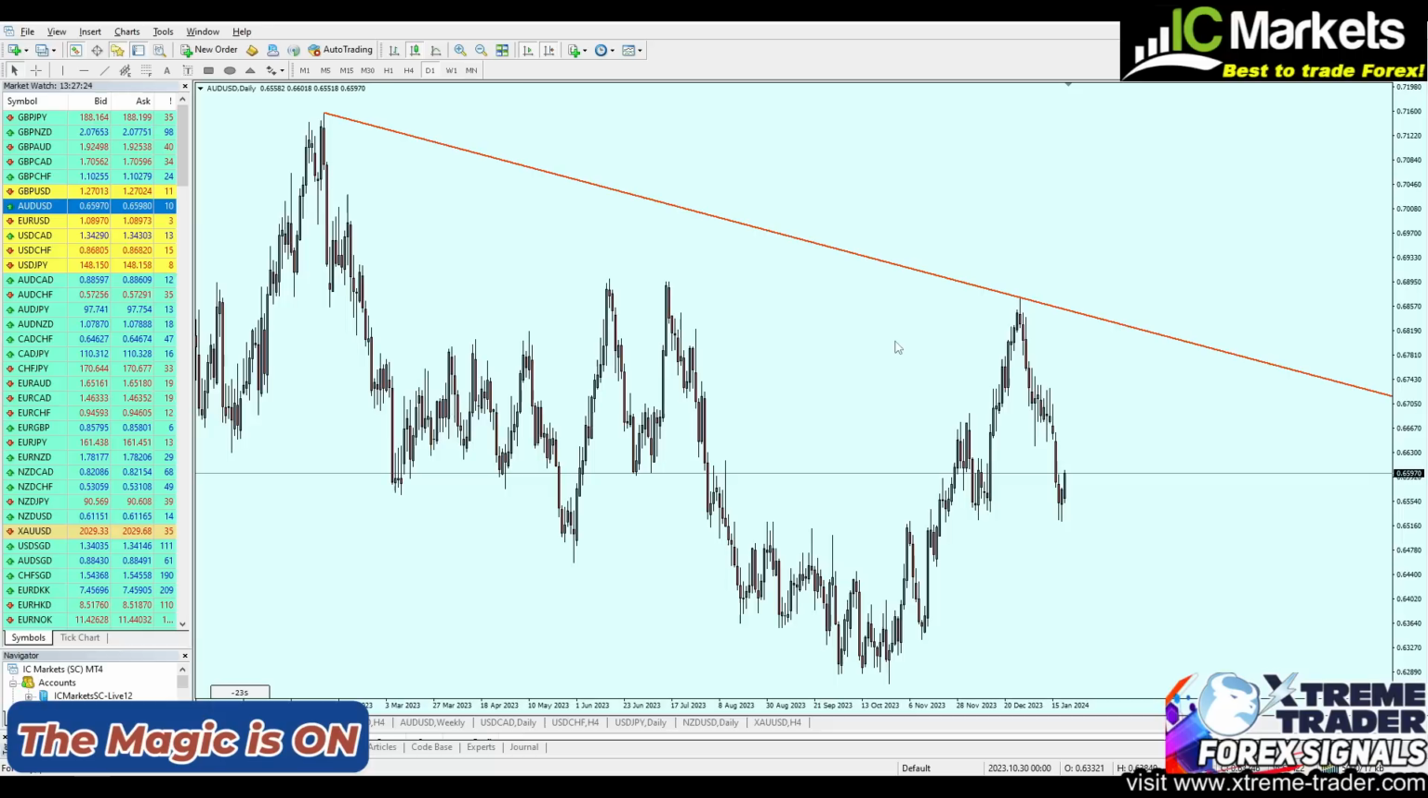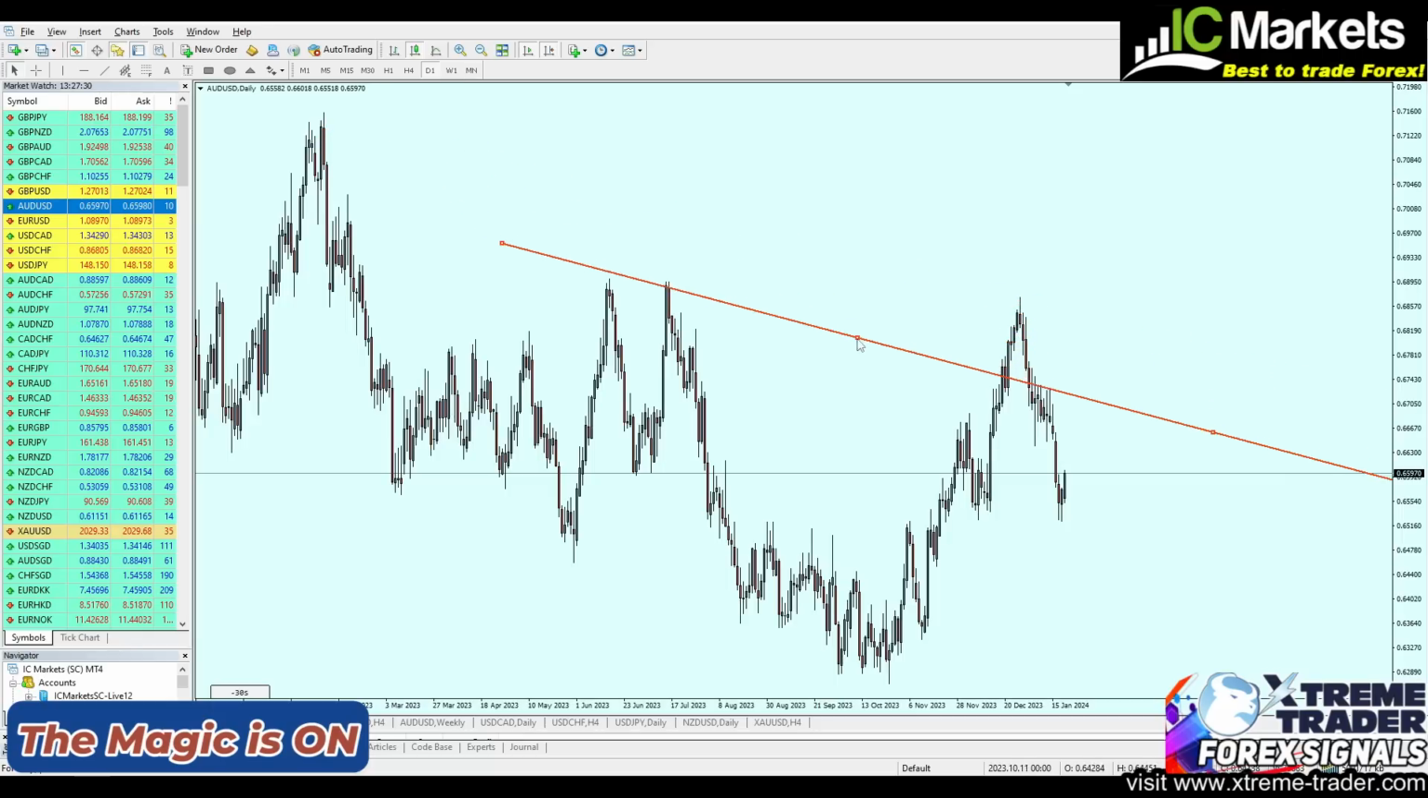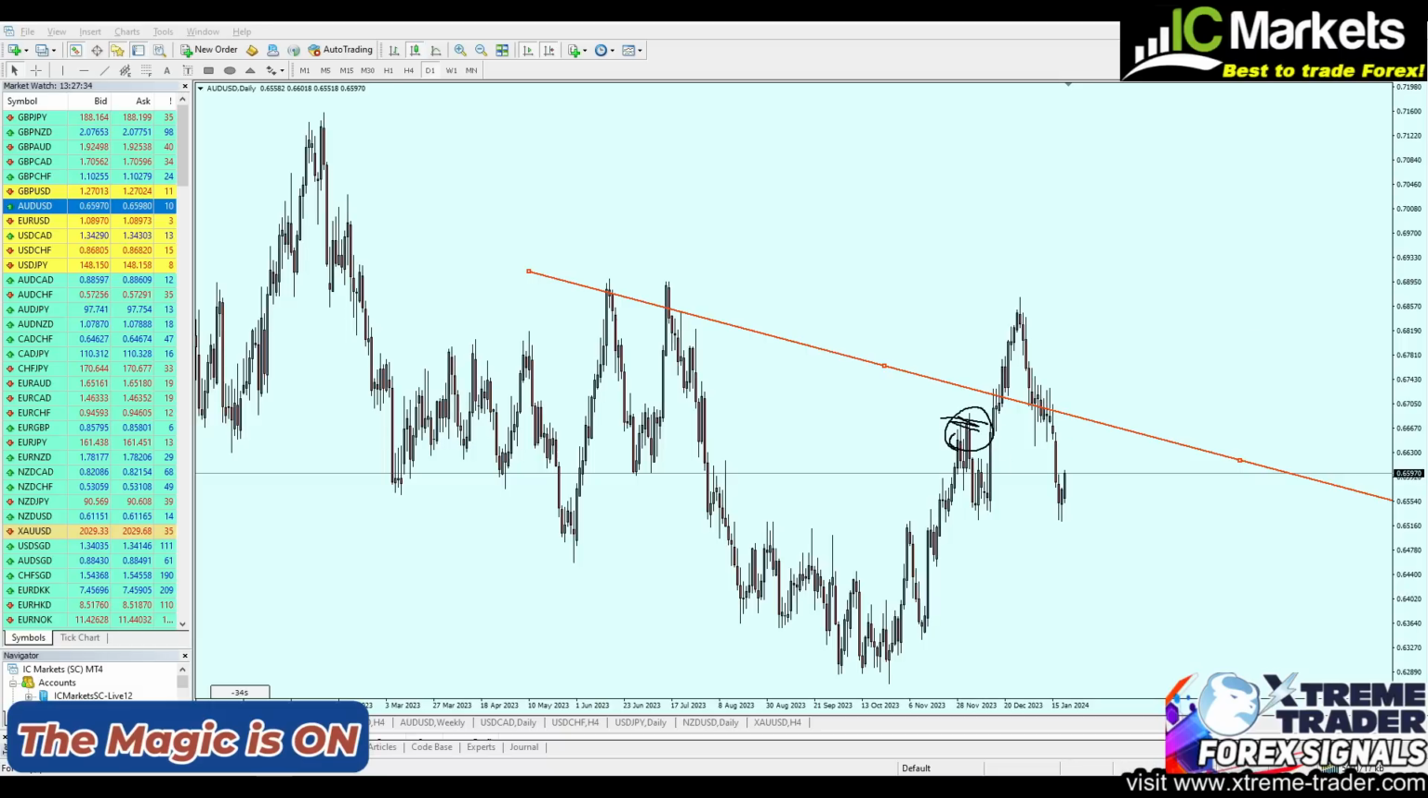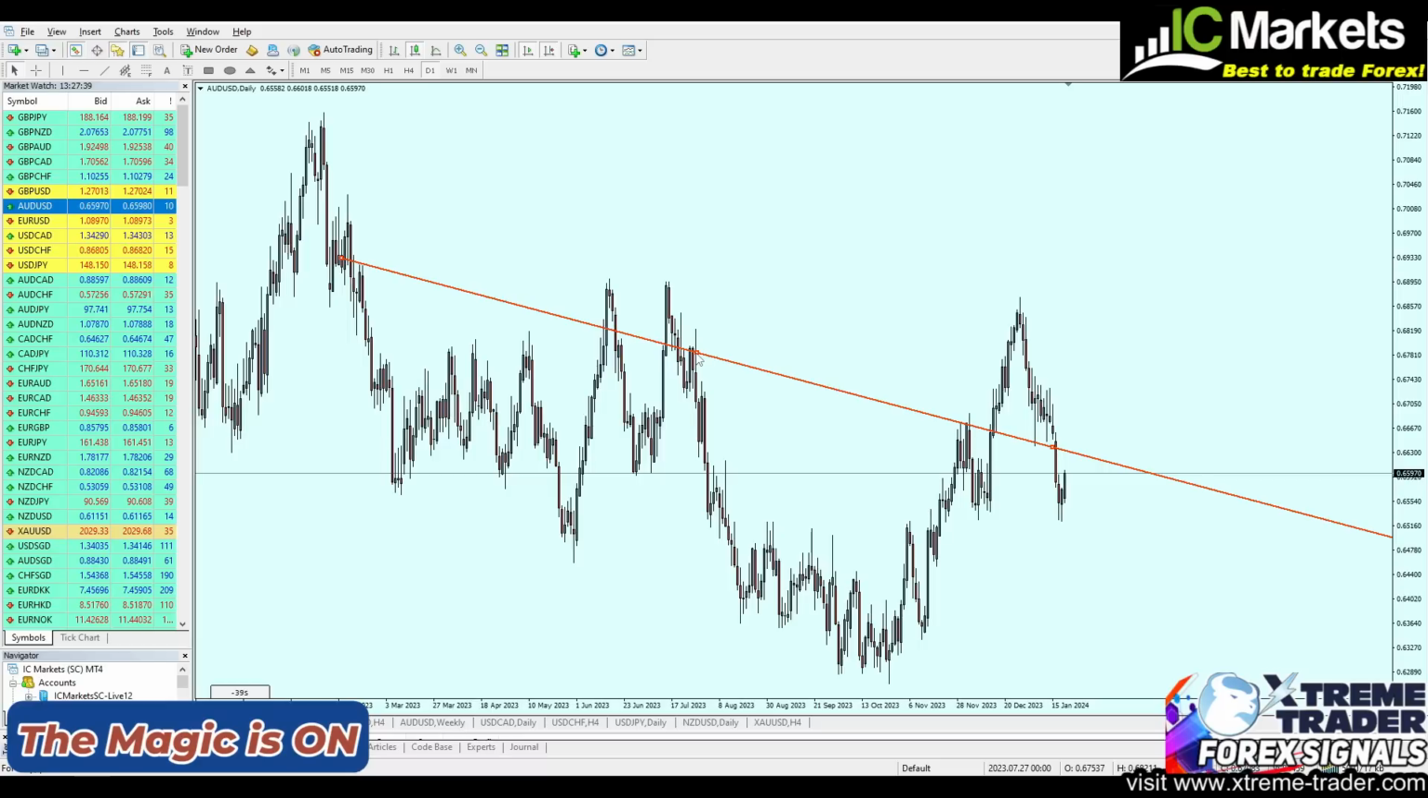Now, to find a good setup, what we need to do right now, after drawing the resistance trend line, is simply drag it. Look at the mouse cursor, and I will place it right here on this level of a resistance trend line. Let's see what will happen next. I will place it simply right here, just like that. Fantastic. Yes, just like that.